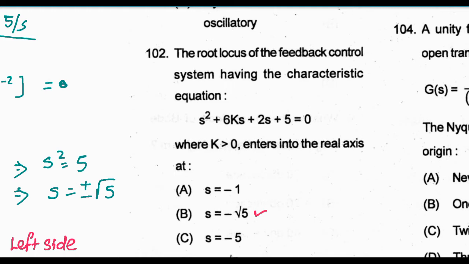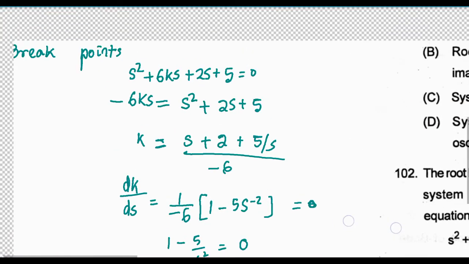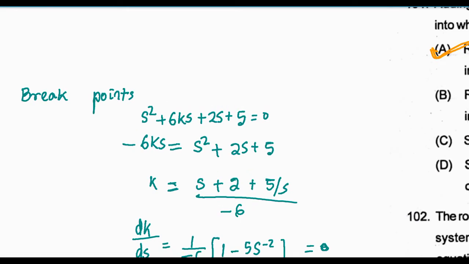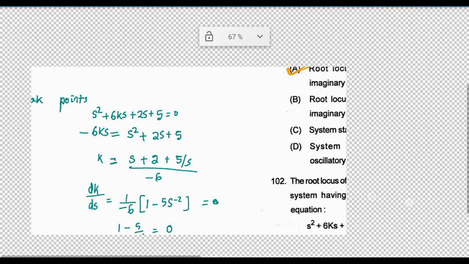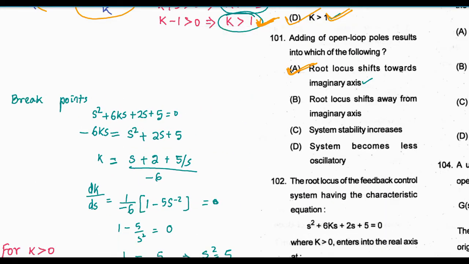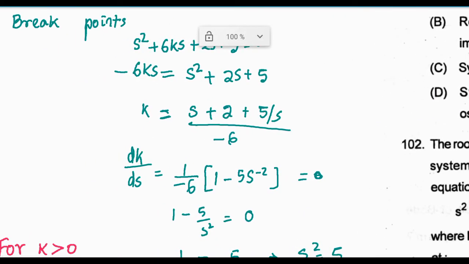If the root locus enters or breaks away, comes away from the real axis, that is called a breakaway point and break in point. Ultimately this is called the break point. And how can we find out the break point? Here is the method. We have to express the characteristic equation in terms of k is equal to something. Then we have to find dk by ds, that means the differential of k with respect to s, and then equate it to 0.